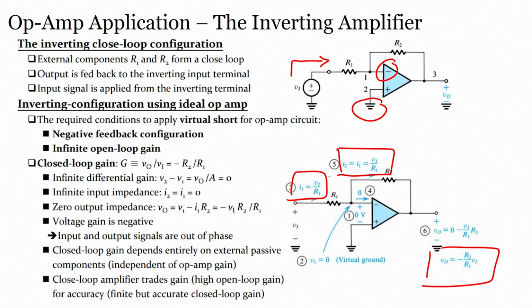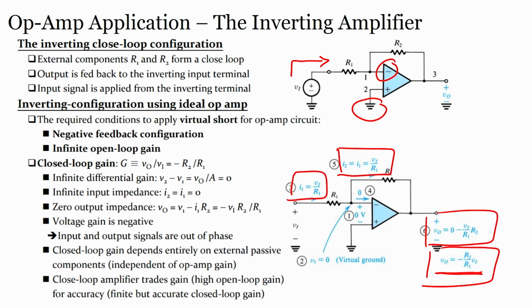If you go on understanding how the equation comes into the picture, once you solve this, you find VO equals 0 minus V1 by R1 into R2. Finally you get VO equals minus R2 by R1 into V1. This was the formula for the inverting amplifier, which we have seen in the theory class.